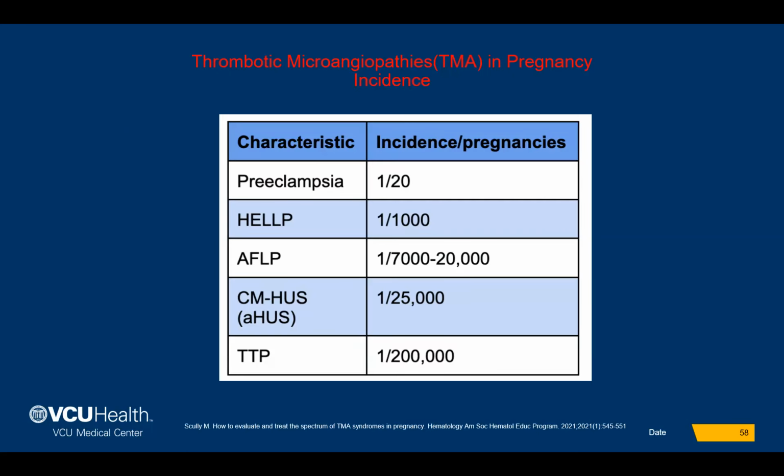So the incidence of TMA in pregnancy in general is about 5.5 to 6%. But the bulk of that is preeclampsia. And that's why we think about it right off the bat. So you can see that it's about 1 in 20 women, 1 in 20 pregnancies. HELLP is a little bit less. The other ones to be mindful of are acute fatty liver of pregnancy. But as you can notice, complement-mediated hemolytic uremic syndrome and TTP are quite rare.